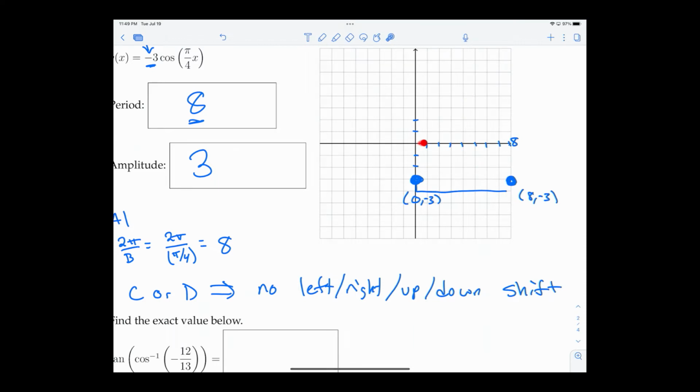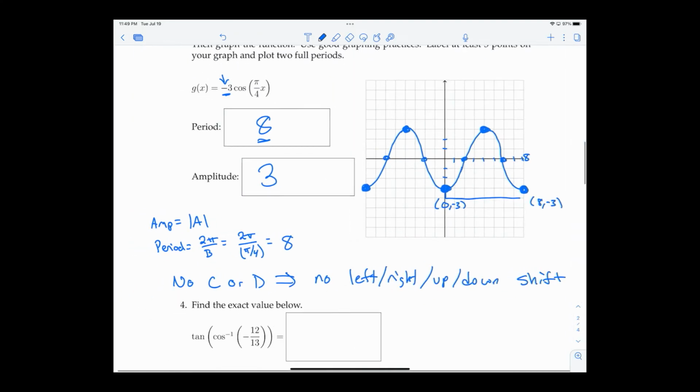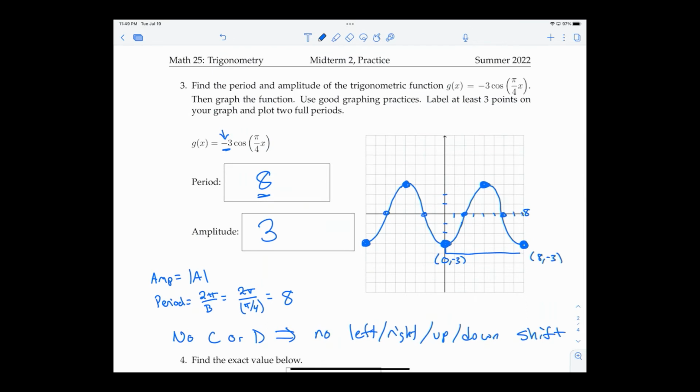So if this is 8, then we should go out to 4 and then up at 3. Like that. And then you can put in some intermediate points spaced evenly, and it should go like this. Continuing that on, the pattern is the same on the other side. So we'll fill in some points. Something like that.